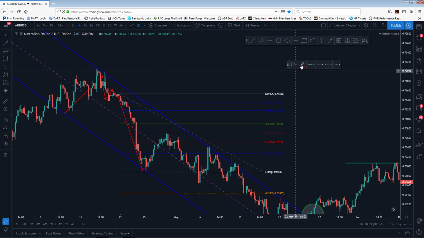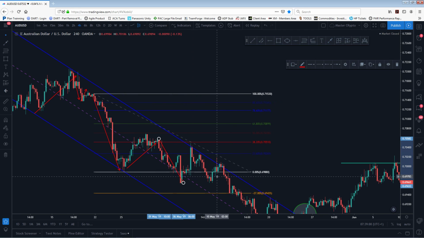Hold on, I didn't mean to do that. That's a beautiful little slam off 38.2. We see a bearish engulfing. Some people would have traded that. Some people would have sold right there. And let's see what happened.